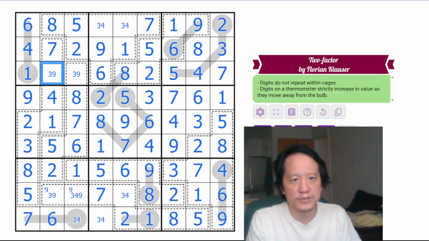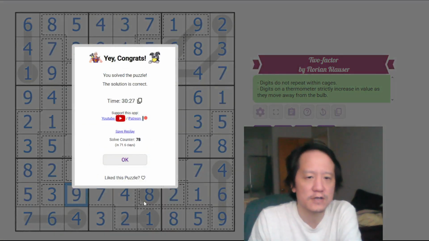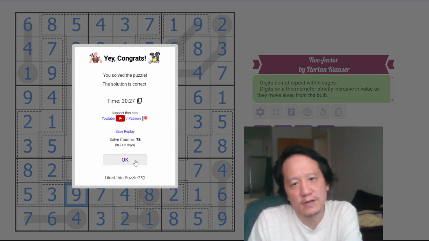This 3 eliminates 3 here, so that's 9, which makes that 3. 9 eliminates 9 here, so it's 3. This can't be 3, so this is 4, which makes this 3, which makes that 4, which makes that 3, which makes that 4. Therefore, this is a 9. And that's a solution.